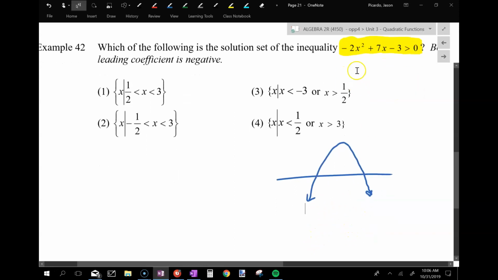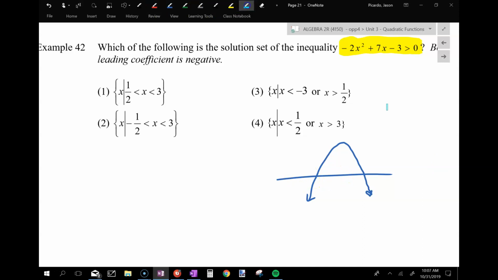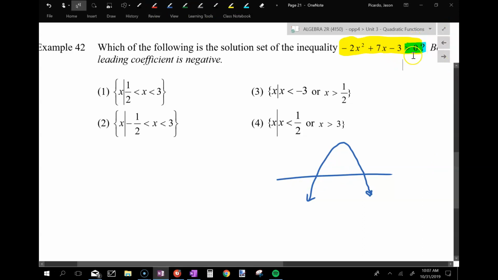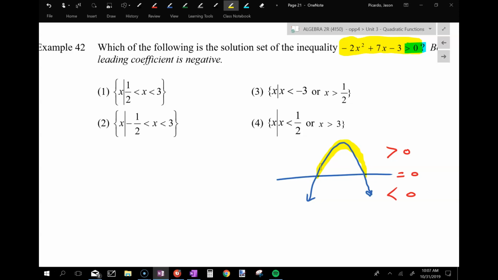Right? Now, I don't know what the roots are. We'll figure that out in a minute. I still want to know where this is what? Greater than 0? So where's greater than 0? That's above, right? So isn't my solution going to be everything in the middle? Yes? Yeah, right? So now I got to figure out what the roots are.